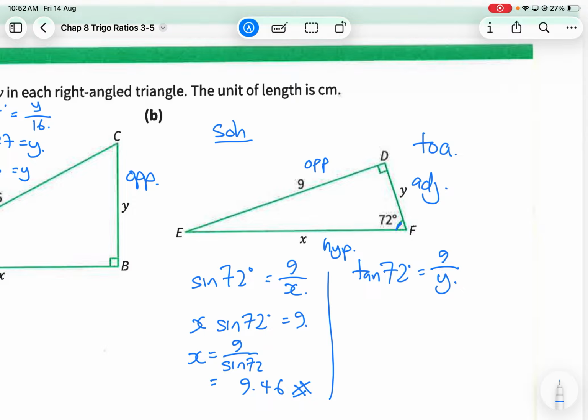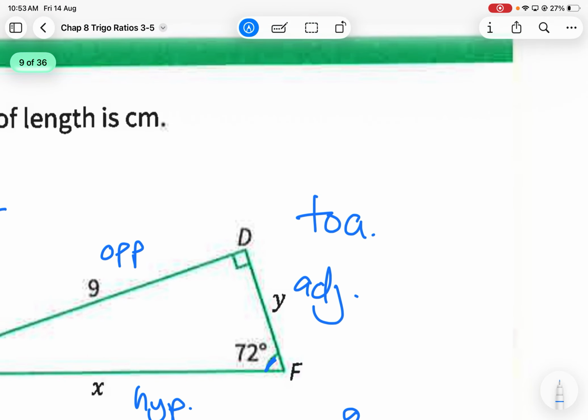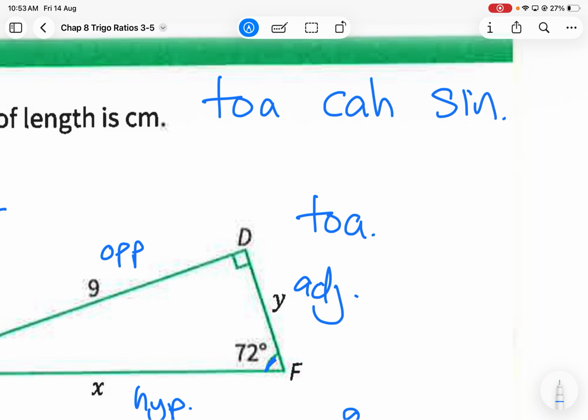Does it matter if it's up or down? Yes, it matters, because it is TOA. O followed by A. Opposite over adjacent. The sequence matters. So I think some of you will have this question also. Tangent must be opposite over adjacent. It cannot be adjacent over opposite. TOA means O over A.